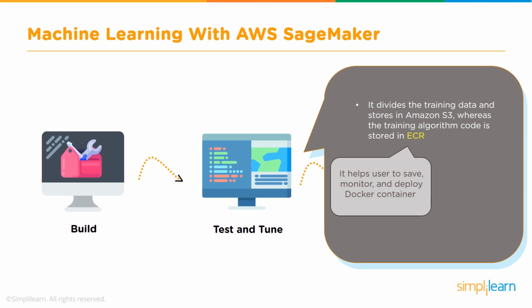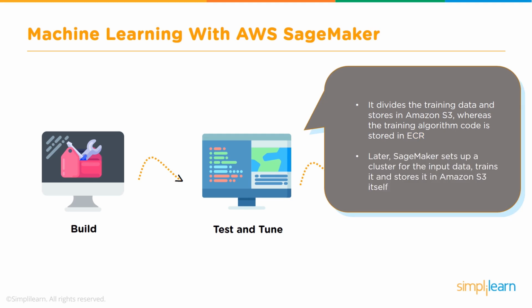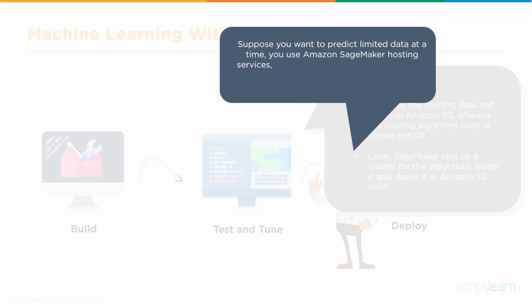ECR helps users to save, monitor and deploy Docker and the containers. Later, SageMaker sets up a cluster for the input data, trains it and stores it in the Amazon S3 itself. So this is done by the SageMaker itself. After that, you need to deploy it.